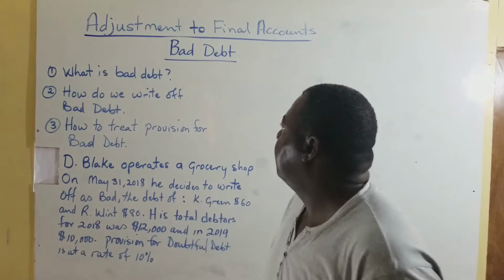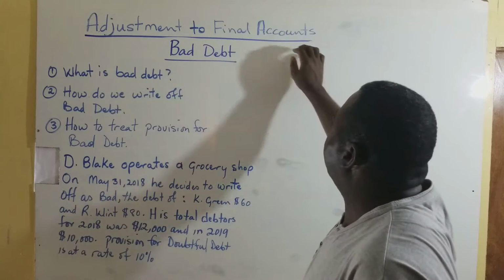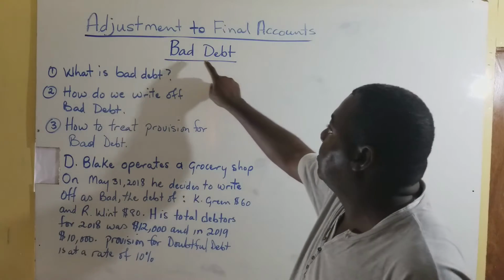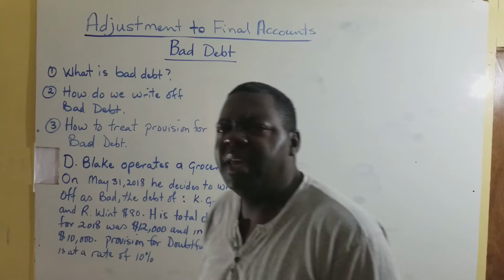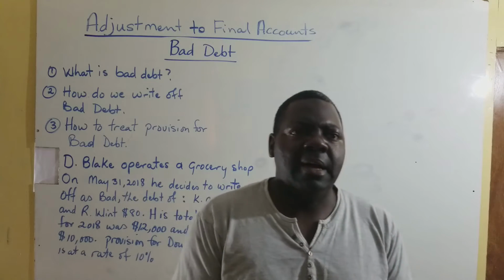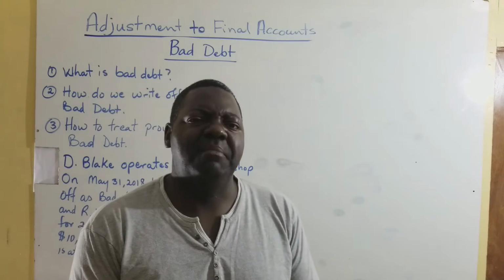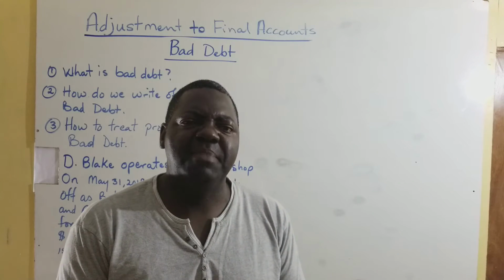So let's begin. Adjustments to final accounts. And today we're looking at bad debt. How is it that bad debt arises in businesses?